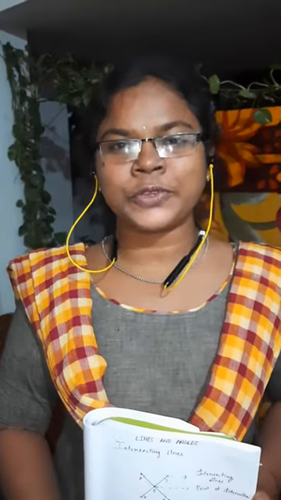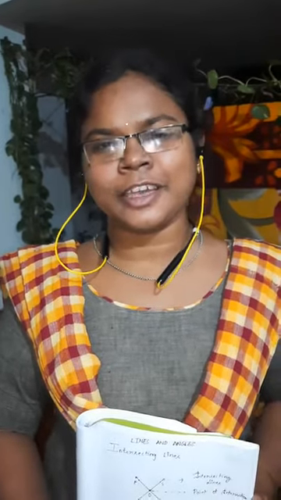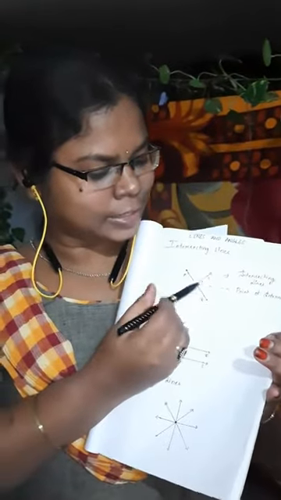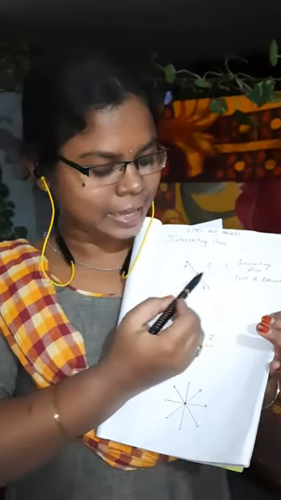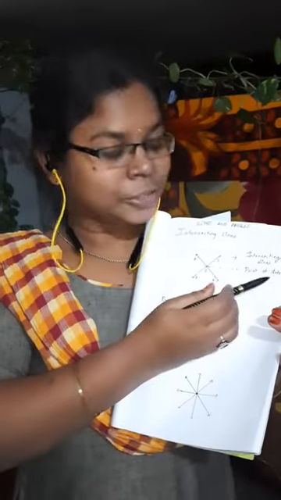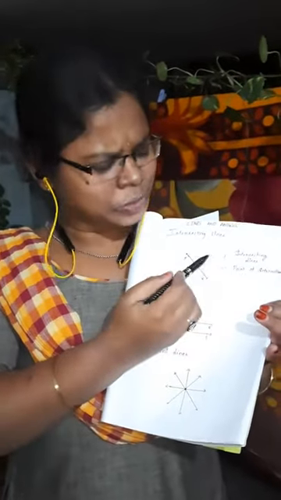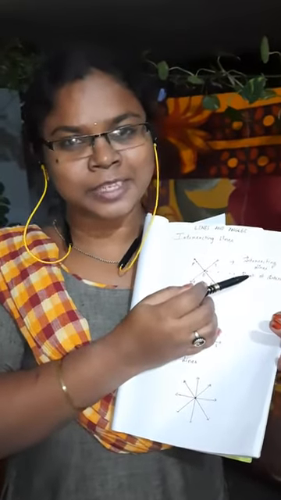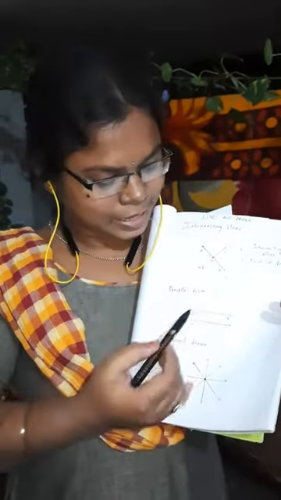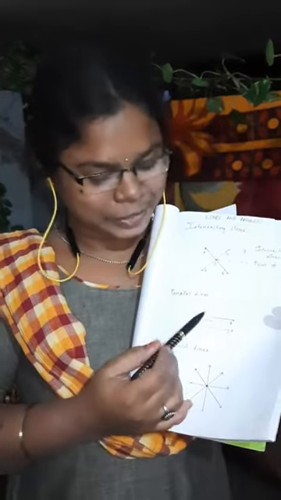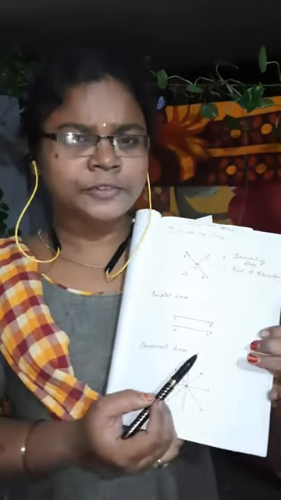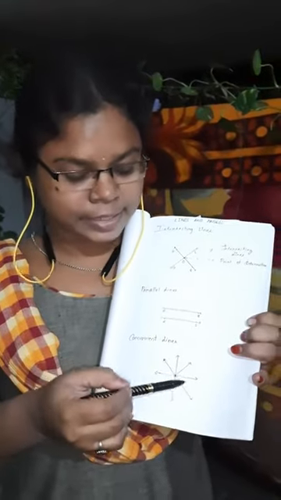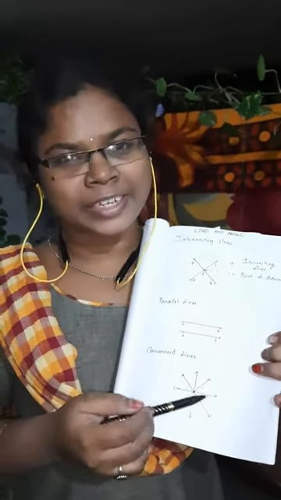Today I'm going to teach lines and angles. When two lines meet at one point, those lines are called intersecting lines, and the point is called the point of intersection. When two lines don't meet at any point, that means they are parallel to each other. So those lines are called parallel lines. When three or more lines meet at one point, these lines are concurrent lines.